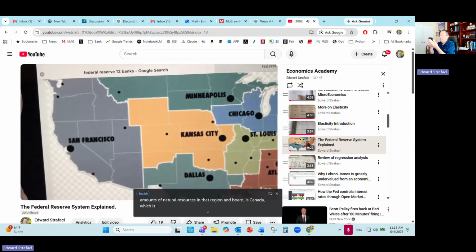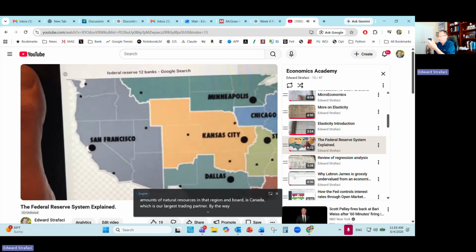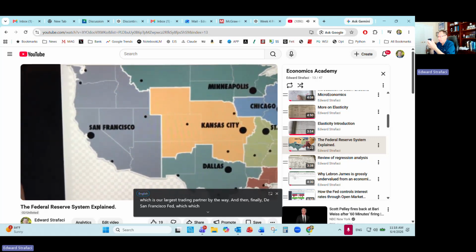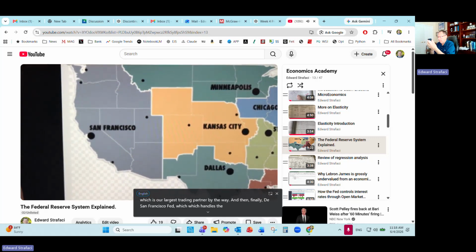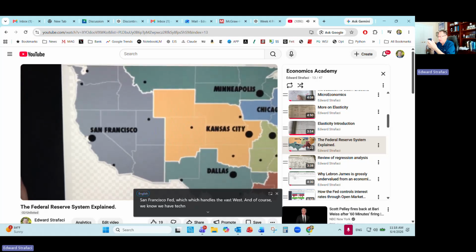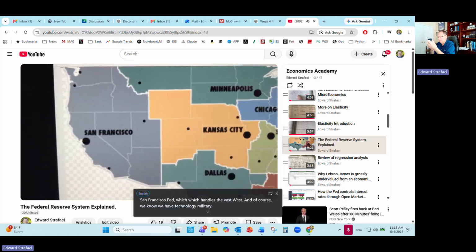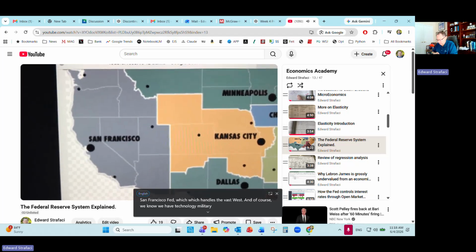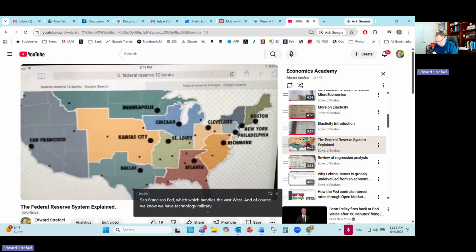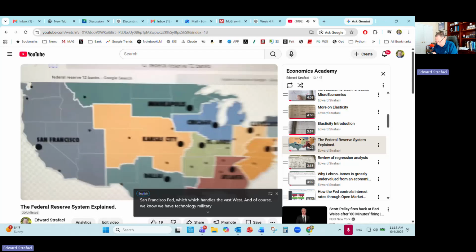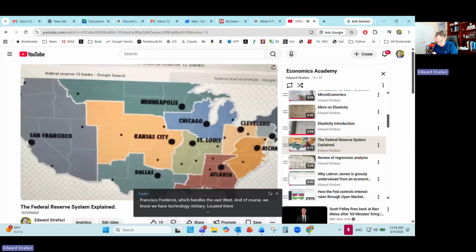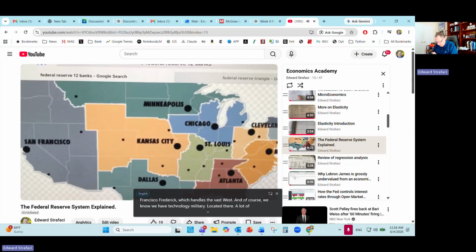And then finally the San Francisco Fed, which handles the vast West. And of course, we know we have technology, military contractors, entertainment, tourism, agriculture. Las Vegas is located there. A lot of business comes out of the West. So you have the 12 central banks, and that's how the Fed divides up the economy.